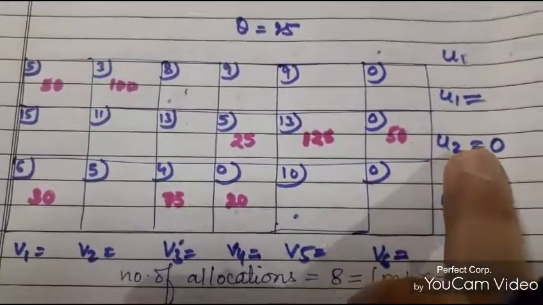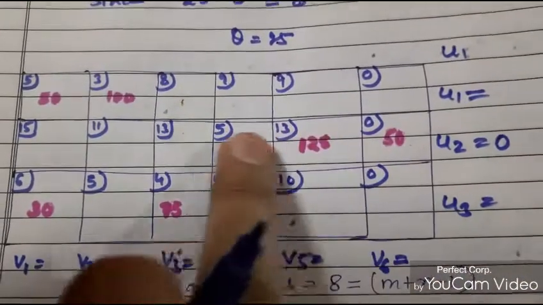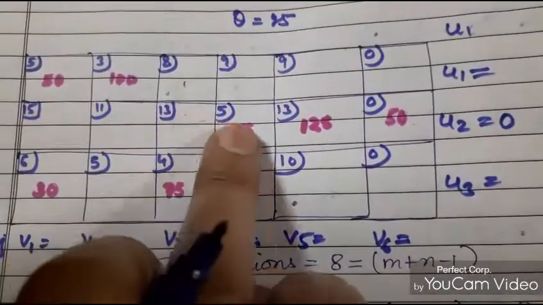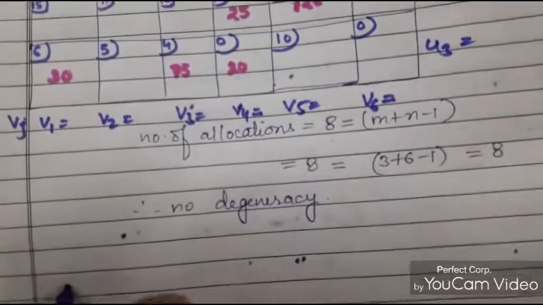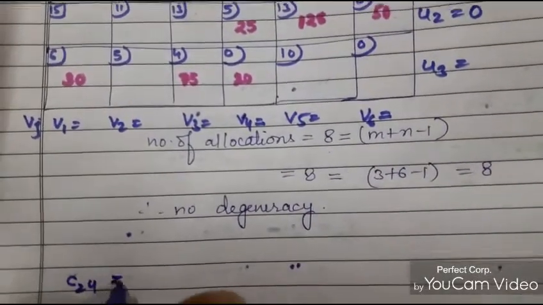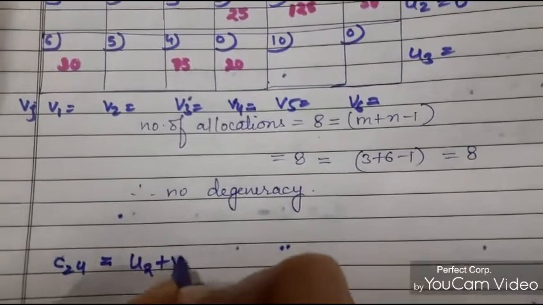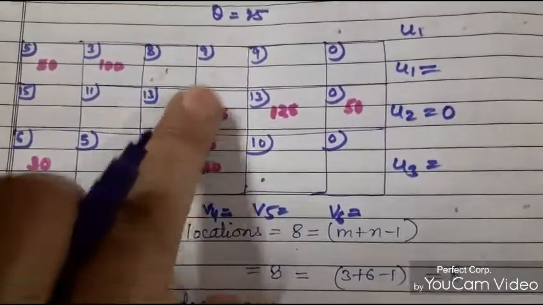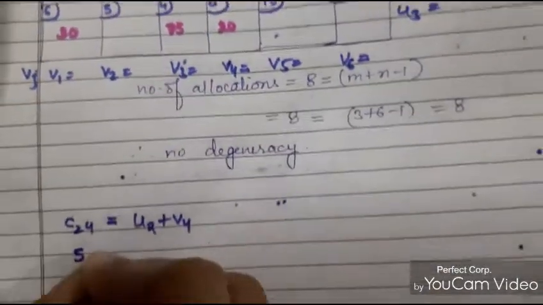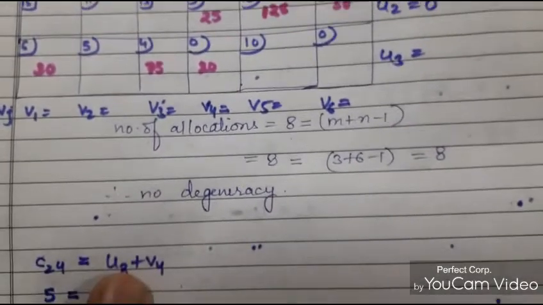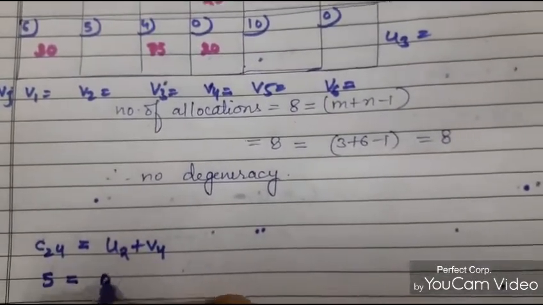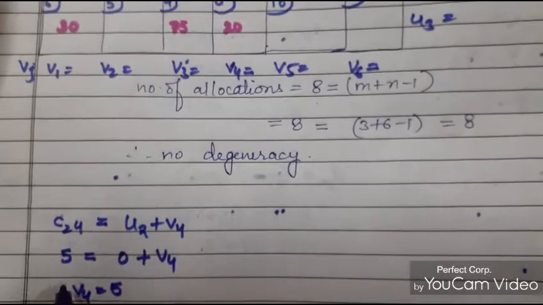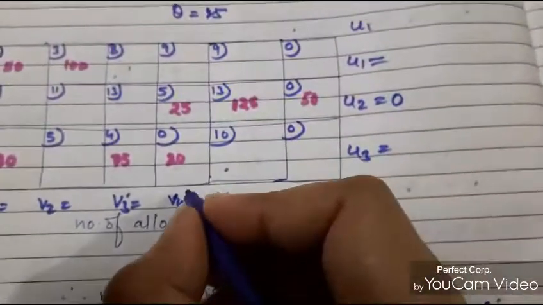By using u2 equals 0, we can calculate the values of the other ui and vj's. Corresponding to u2, we have allocations in 3 cells. These cells are C2,4. That means u2 plus v4. The cost of C2,4 is 5. So 5 equals u2, we don't know the value. Yes, we know the value 0. We have taken 0 plus v4. So v4 equals 5. We obtain the value of v4. Write it here, v4 is 5.